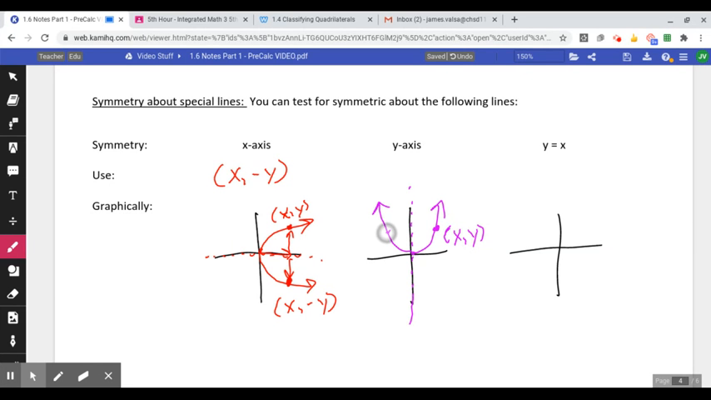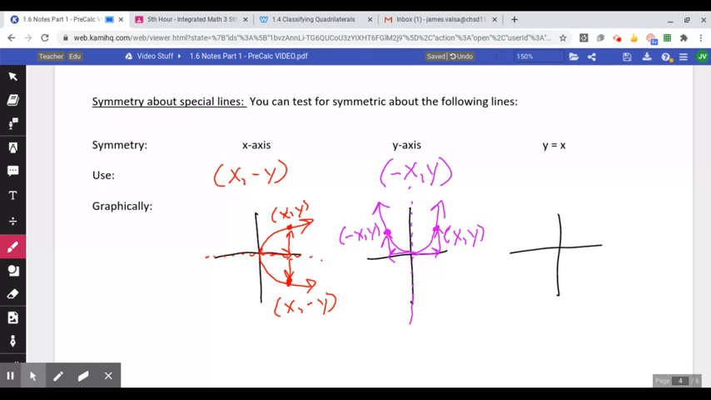What about a corresponding point over here? What would that one be? Well, if we went right by x and up by y to get to this point, we would go left by x and up by y. So that point must be negative x comma y. Well, that's exactly what we're going to use to test the function or the equation to test for symmetry about the y-axis.